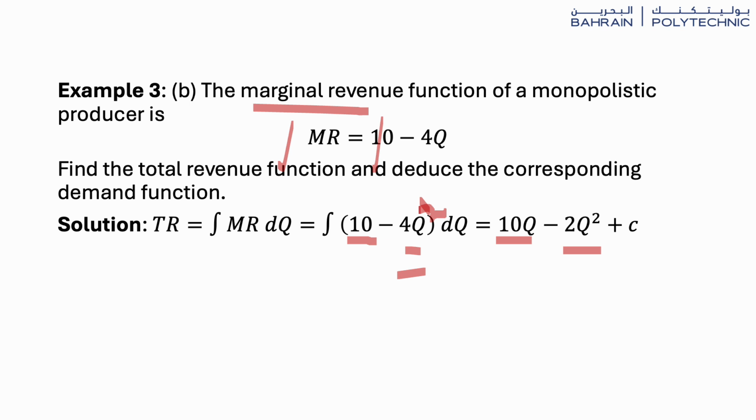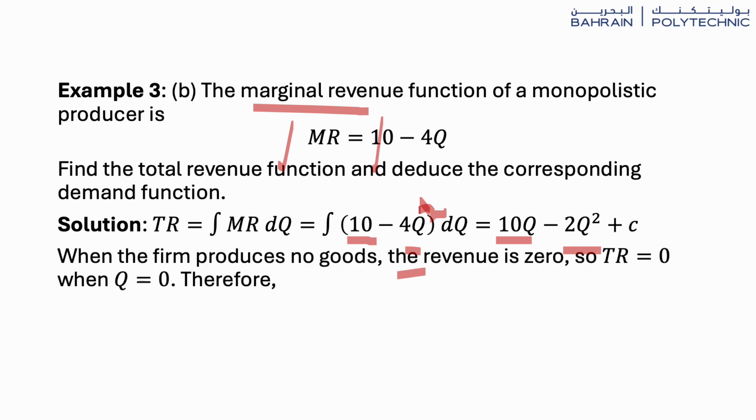To get the value of the constant, we have to set that the total revenue at q equals 0 will be just 0. So we substitute with q equals 0 here and here. So TR(0) equals 0, which leads us to c also equal to 0. So the total revenue will be 10q minus 2q squared only, because c just goes to 0.